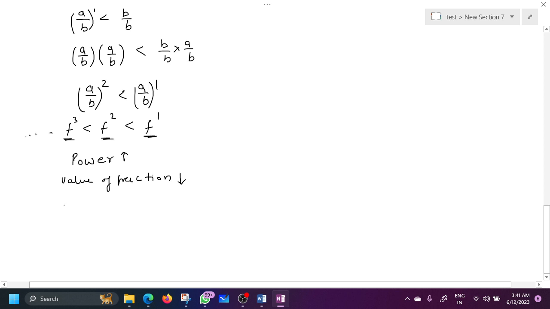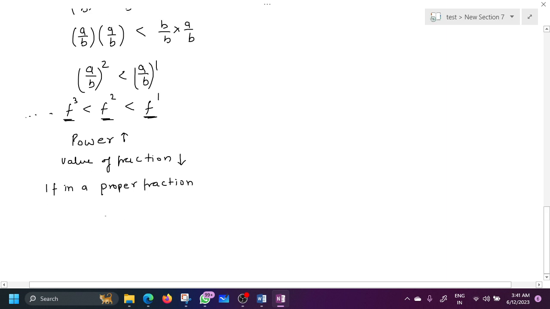So to sum up, we can say, if in a proper fraction in which numerator and denominator are both positive, the power is increased, then the value of the fraction decreases.